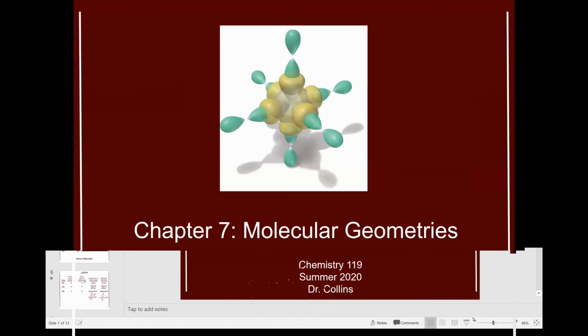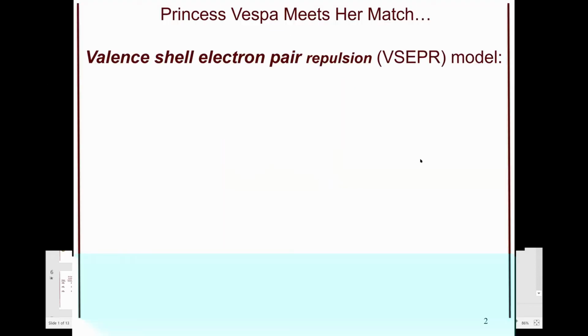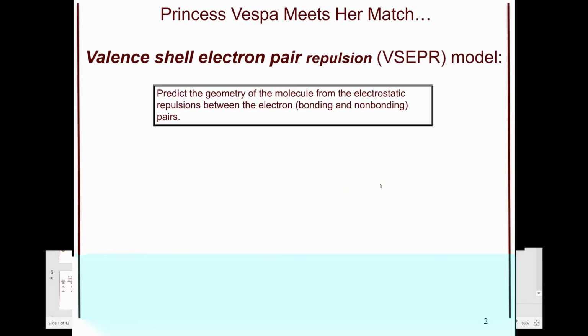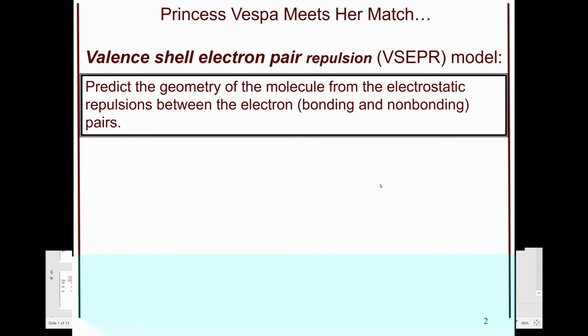Hi students, in this first video for chapter 7, we are now going to talk about our molecular geometries. These are the shapes that our molecules are now going to adopt. These are all based on what we call the valence shell electron pair repulsion, or VSEPR theory. The VSEPR theory predicts the geometry of a molecule from the electrostatic repulsions between electrons. We are going to look at the bonding and non-bonding pairs and how this affects our geometry.